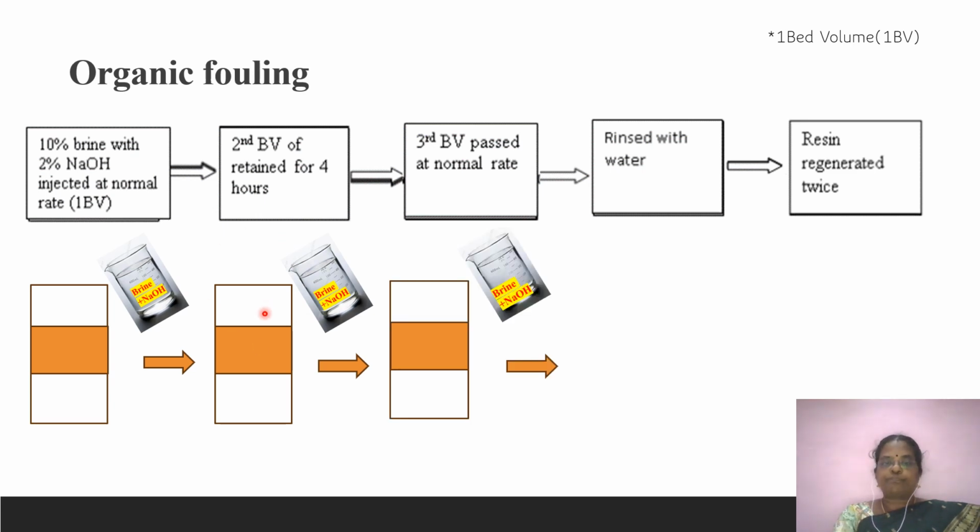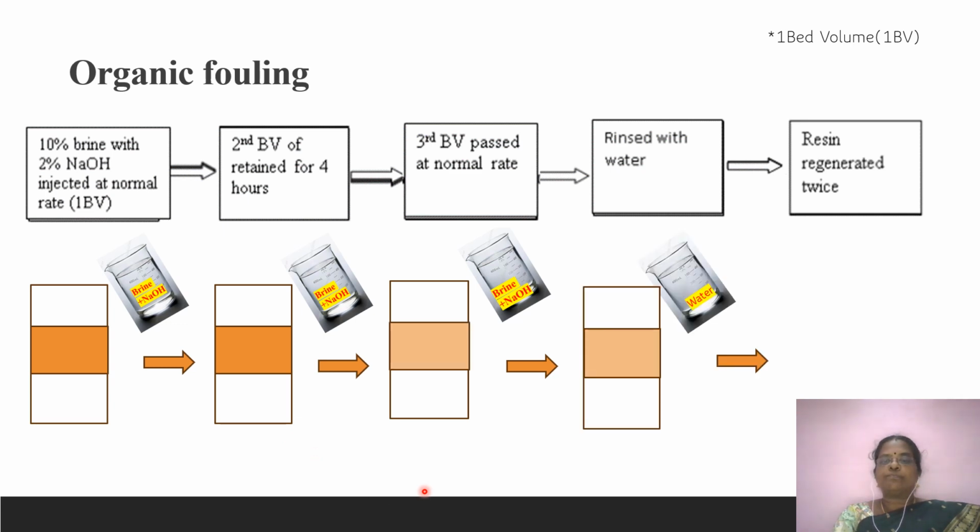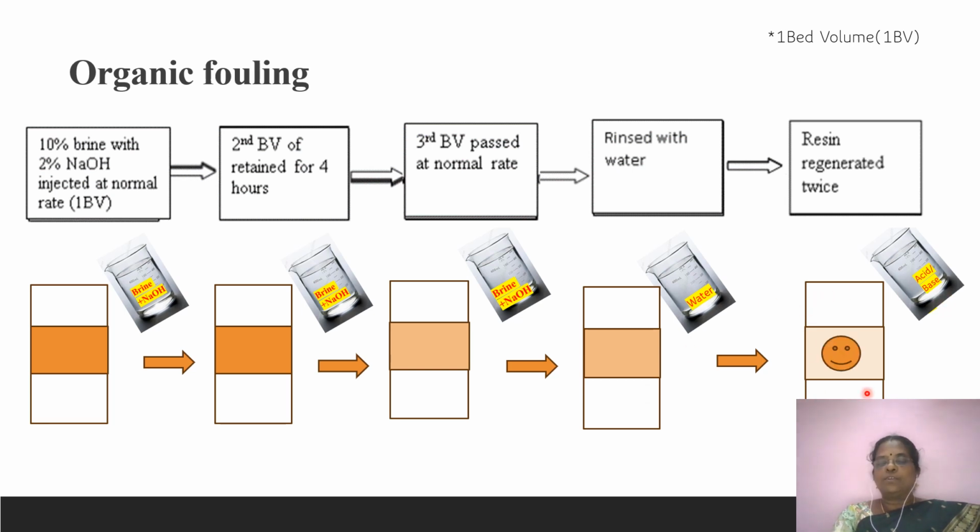Now we have a third bed volume at a normal rate. Again, it is washed at normal rate so that everything is removed. Then it is rinsed with water, completely rinsed with water. Then regenerated with acid and base twice so that your resin is completely cleared of foulant.